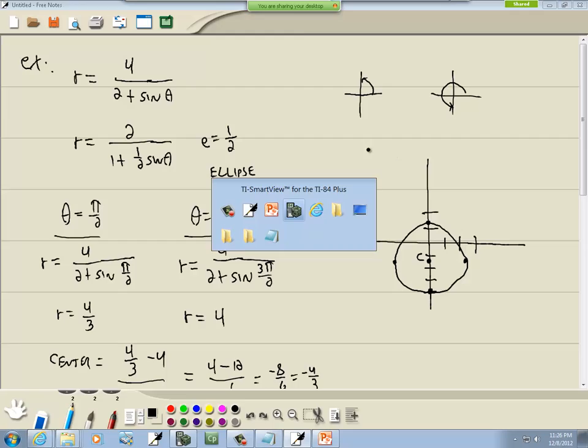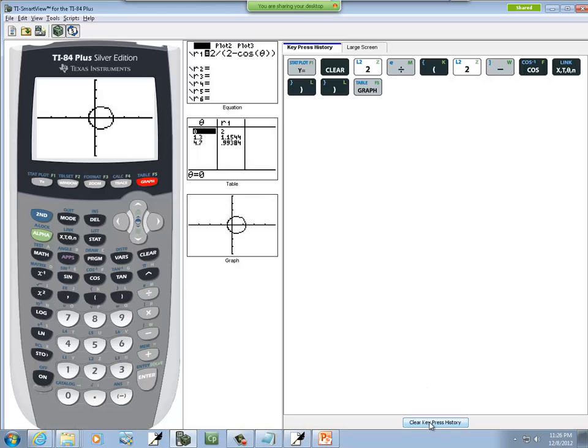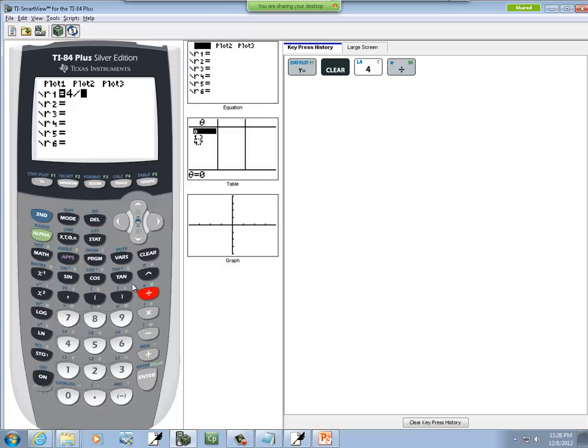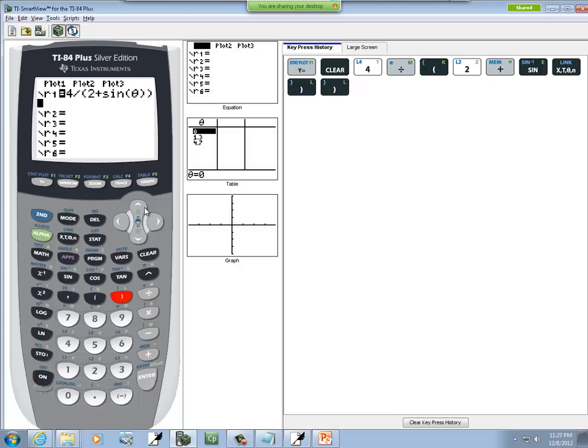Okay, plug this in your calculator. You press y equals, clear, 4 divided by, and put parentheses around the bottom. So beginning parentheses, 2 plus sine theta, a couple closing parentheses at the end, and then graph.